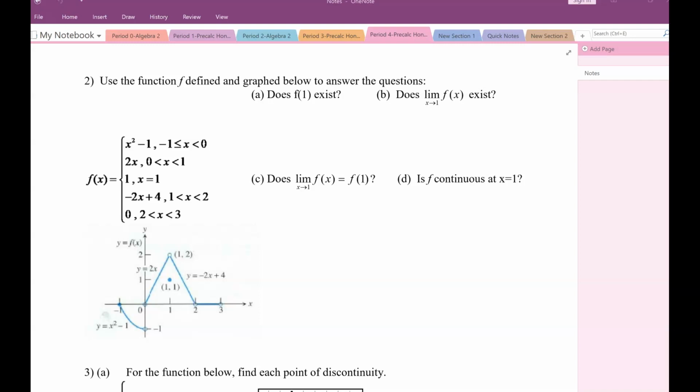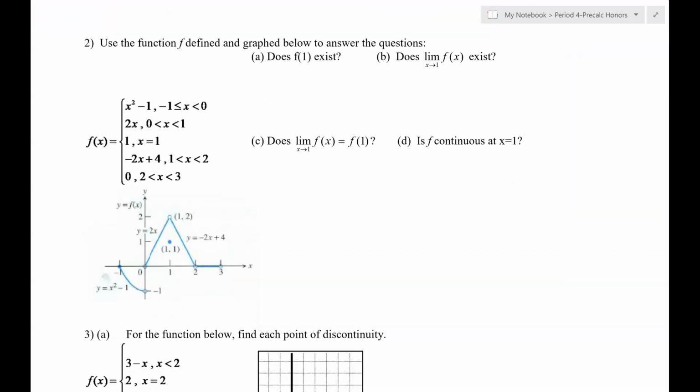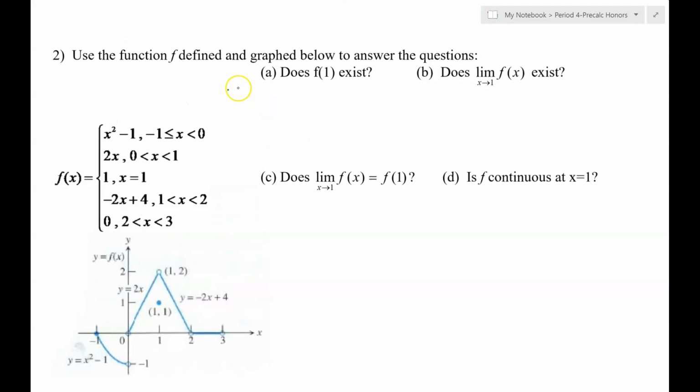Part A, here we go, y'all. Part A says, does f of 1 exist? Yeah, okay. What is the value of f of 1? 1. It's right here, right? That's an algebra value, so it is 1.